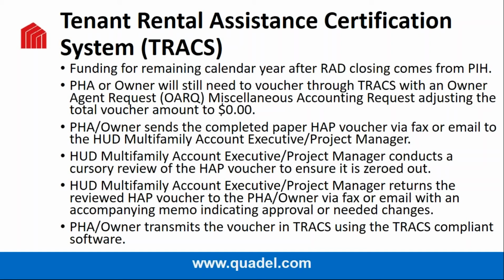So the PHA or owner generates the HAP and enters the OAR request, which essentially zeroes out the voucher to $0. They then either fax or email it to the HUD multifamily account executive. The HUD multifamily account executive or project manager reviews and/or approves it. If it's approved, they'll return it back to the PHA or owner. There may be an instance where they're requesting additional information, in which case the PHA or owner will have to provide maybe a missing certification or some tenant data that's on the voucher that may not have been submitted already.